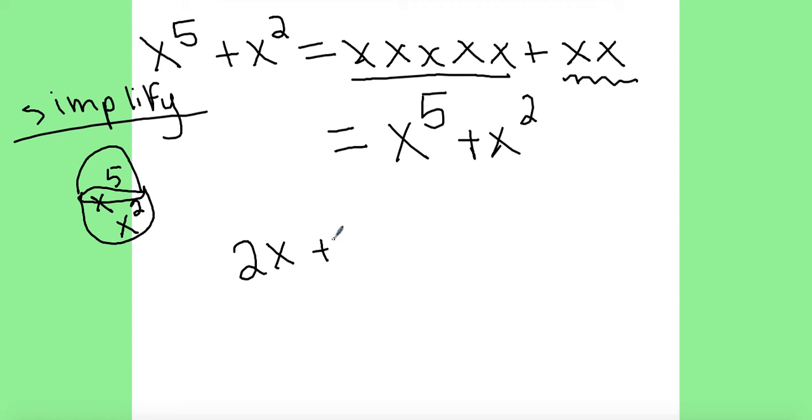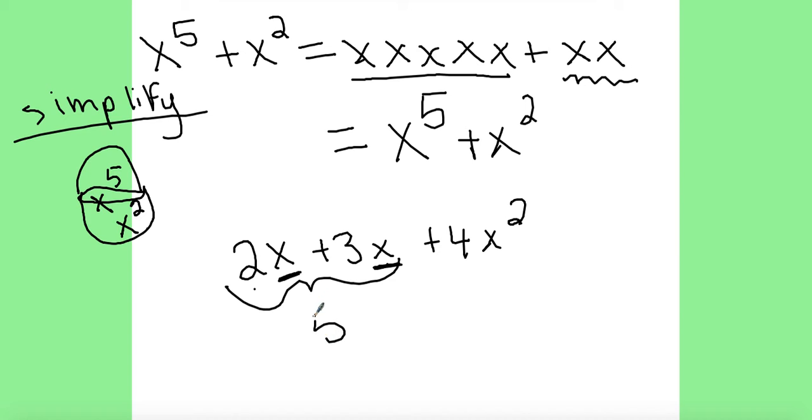2x plus 3x plus 4x squared. Okay, this is where we start talking about this idea of combining like terms. Like terms are similar objects, the objects I can just count. Okay, if there's 2 x's in my basket and 3 x's in my basket, well, that's a total of 5 x's.